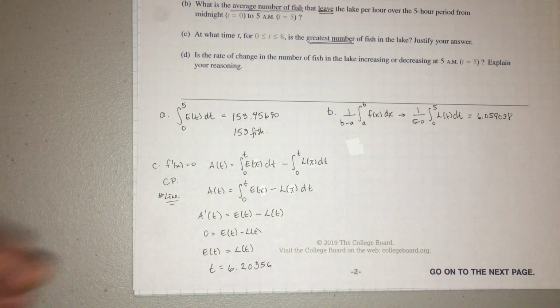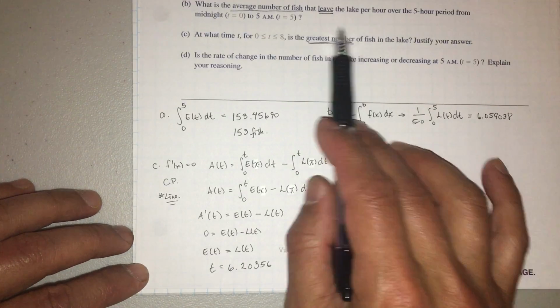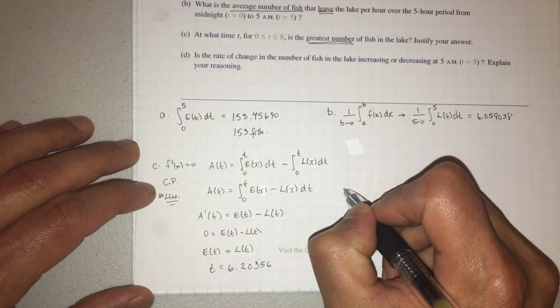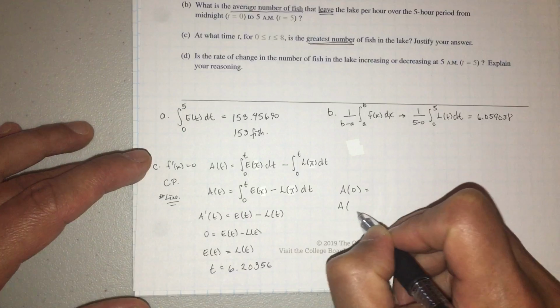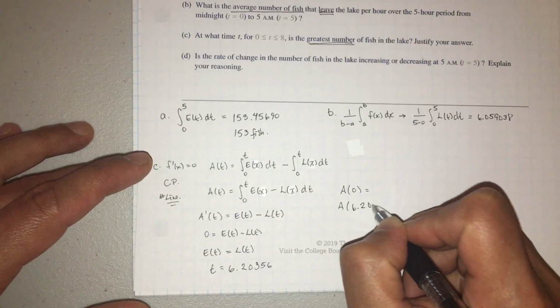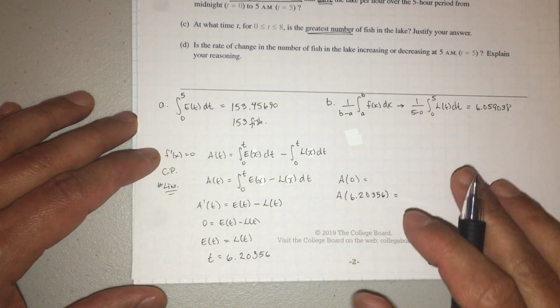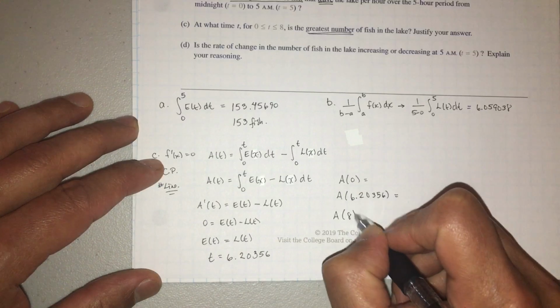So now what do I do? Now look at it carefully. When is it the greatest number? See, what are they asking for? The number. That's not a number of fish. That's just a time. So now what do I have to do? I have to figure out the beginning, in the middle, my critical point, 6.20356. And then I have to figure out the end, okay, at 8 hours.